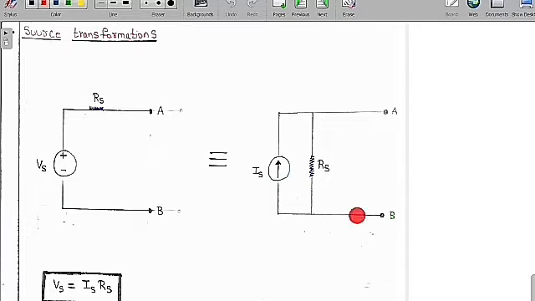So this is a way to convert the practical voltage source into a practical current source, or you can convert from a practical current source to a practical voltage source. So by this we can do the simplification of any complex circuits in a much easier manner, and we can get whatever results we really want to solve the numericals.